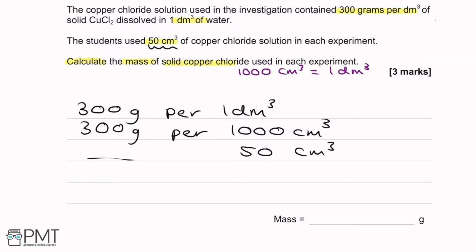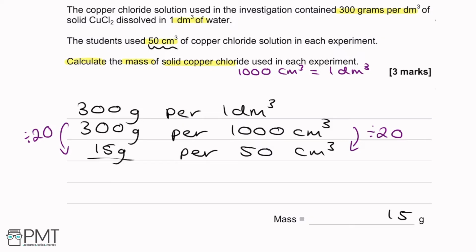What's the mass? So to get from 1000 to 50, we divide by 20. So what we've done there to the volume, we now need to do to the mass. So if we do 300 divided by 20, you get 15 grams. So we're saying that there are 15 grams per 50 centimeters cubed. Okay, and that's the correct answer for 3 marks.